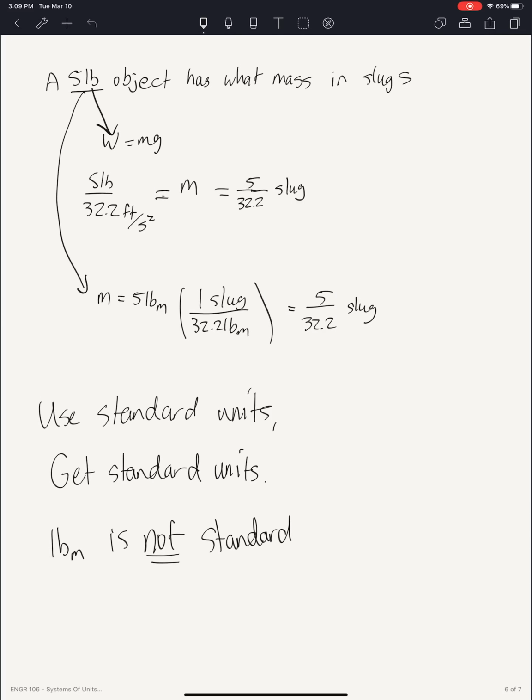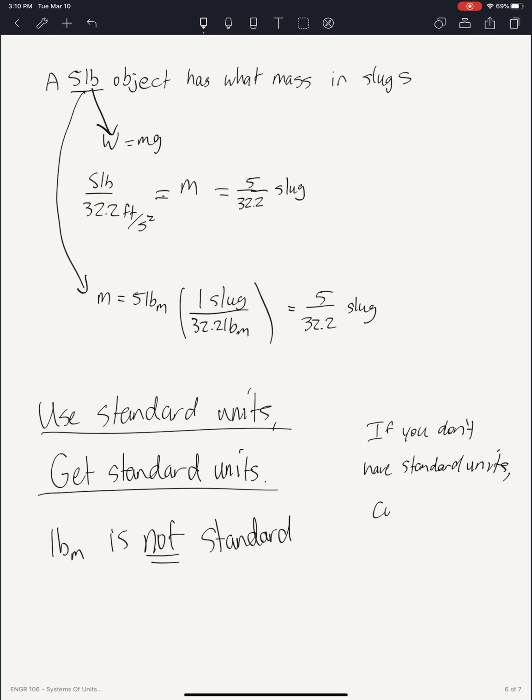I'm not going to write more. Use standard units, get standard units. What if you don't have standard units? Convert to standard units. If you don't have standard units, convert.